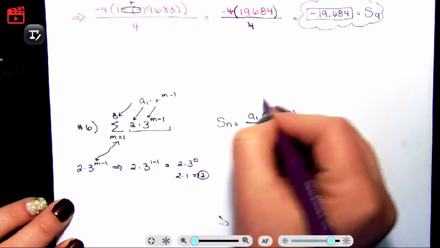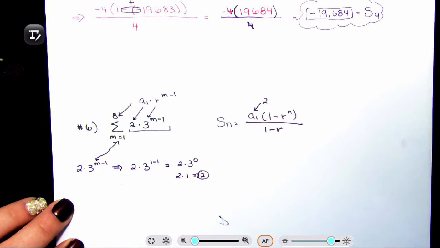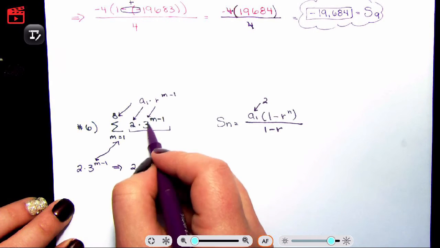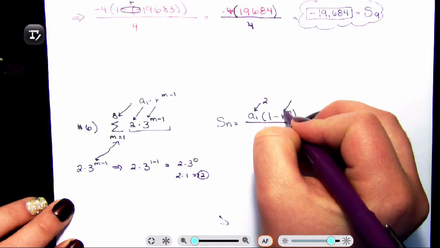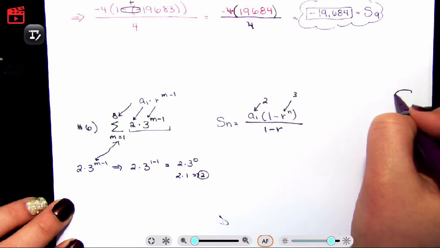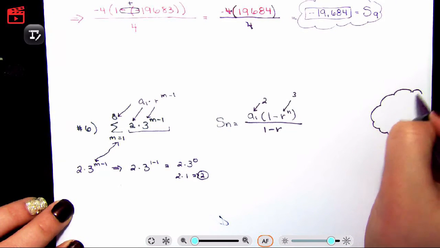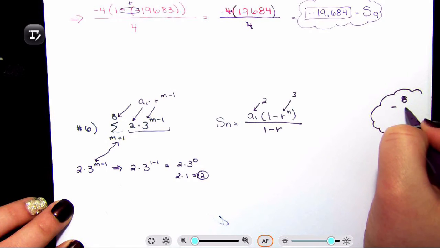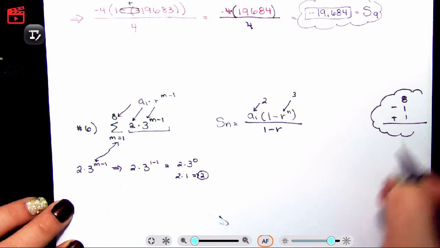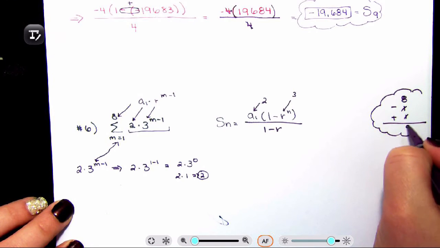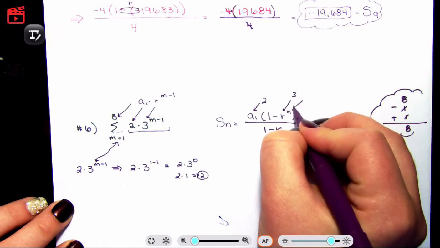So I have 2 as my a sub 1. R, you have to get from the formula, so r is 3. And the number of terms. How do we find out the number of terms? You take your upper limit, which is 8, subtract your lower limit, which is 1, and add 1 for good measure. So you end up with 8. So n is 8.